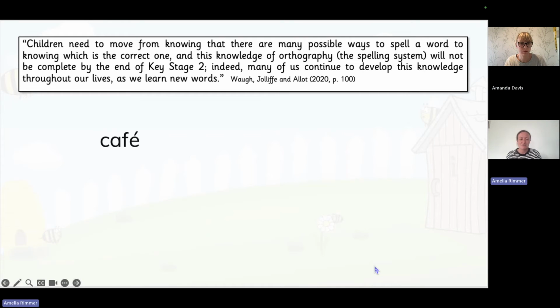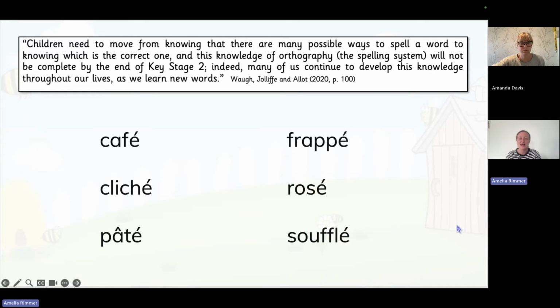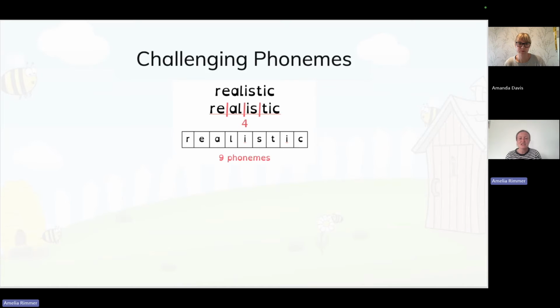So if I look at the word café, I might see that on a sign when I'm out at a shop, and I might hear somebody call it a café, so I know that word says café. Now, the E with an accent on, I've probably not seen before, probably not learned that in my phonics, but now I can associate that with making the A sound. So then I can apply that new GPC to different words like cliché, pâté, frappé, rosé, and soufflé as well. So that new E with the accent on is now a new GPC for me. I know that it links to the A sound in those words, so I can apply that when I see new words.